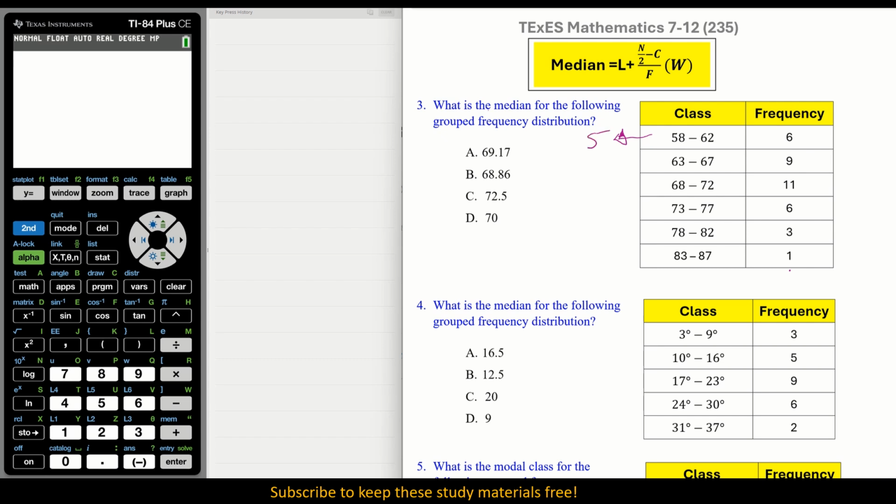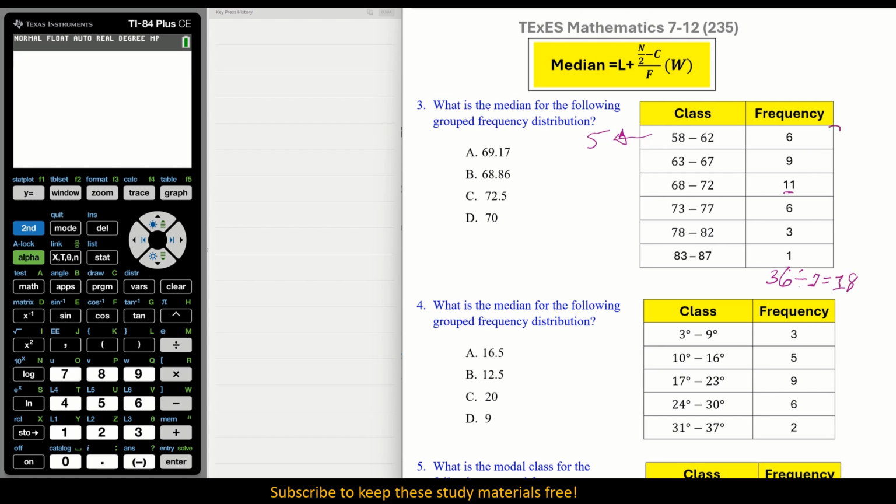Okay, and then we go to what we think might be the middle of the frequencies. And I'm thinking it's going to be 11. Well, the total here is 36. So if we take all of the frequency, if you add those together, it's 36. So we need to divide that by 2. And when we do that, we get 18.